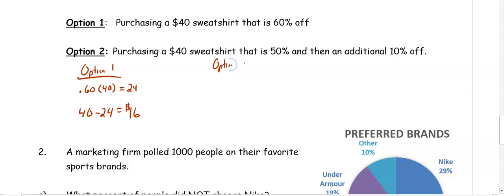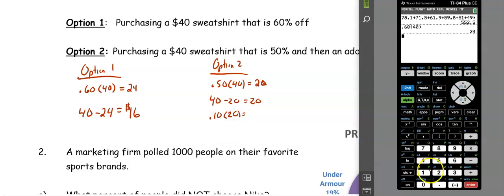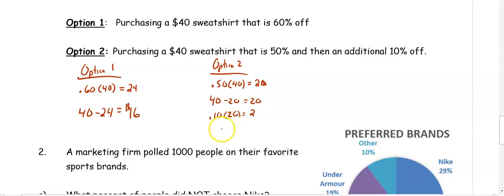In option 2, first we're going to multiply by 50% from 40. Well, 50% is just half, so that's $20. So 40 minus 20 equals $20. And then we're going to multiply that by 0.10. So 0.10 times 20 is going to get us $2. So 20 minus 2 is $18. So option 1 is cheaper by $2.